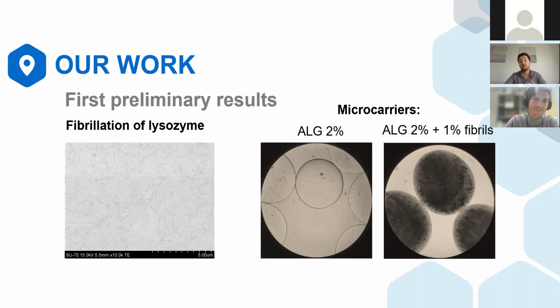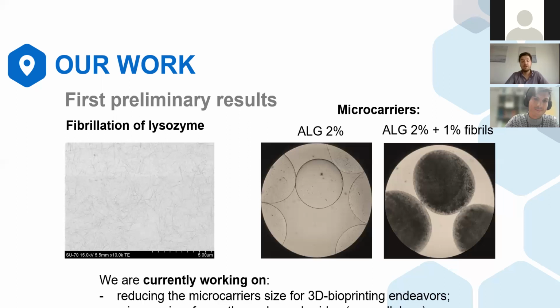spheres of alginate in calcium chloride. Everyone knows that. But then using the same technique, we used a combination of alginate and the fibrils. And as you can see, just from the optical microscopy, the spheres themselves are very different. The sizes are a bit different, but we clearly see the presence of fibrils, of fiber material, in these microcarriers. And so what are we currently working on?